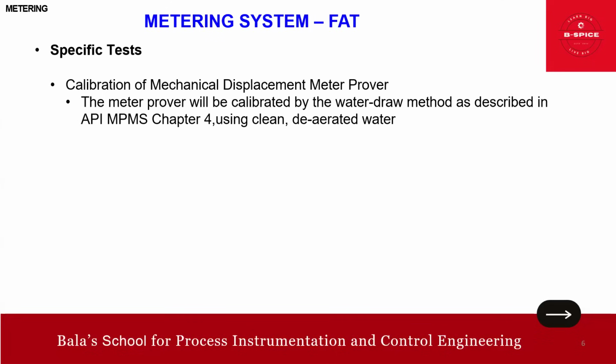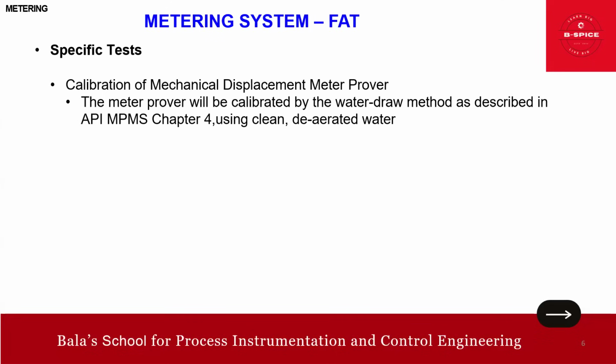Okay. So again, why is this so critical? Yes, it is critical because it ensures the prover volume is traceable to national standard. It also provides a reference volume for calculating meter factor during proving. So it is required for custody transfer accuracy and regulatory compliance. Again, you may ask, what is the standard? Yes, this is API MPMS 4.9.